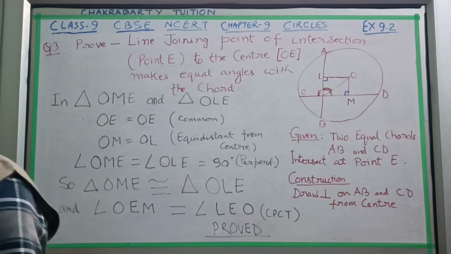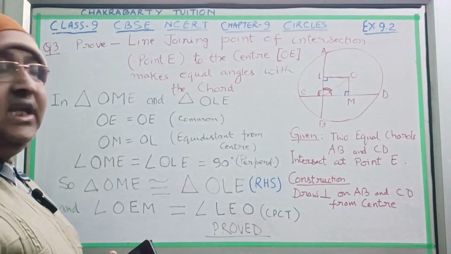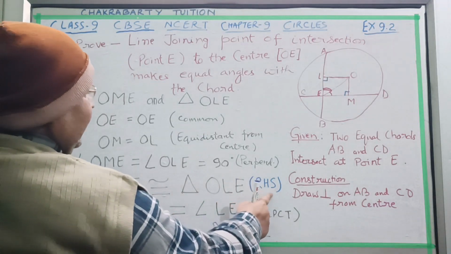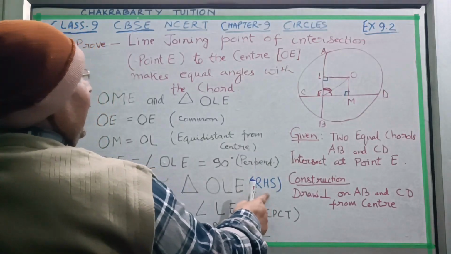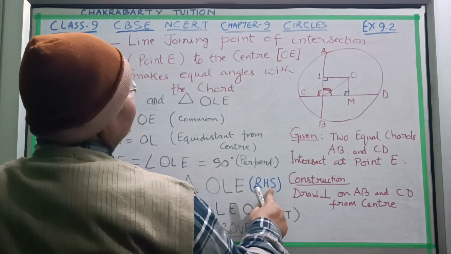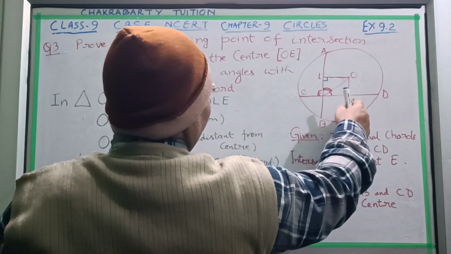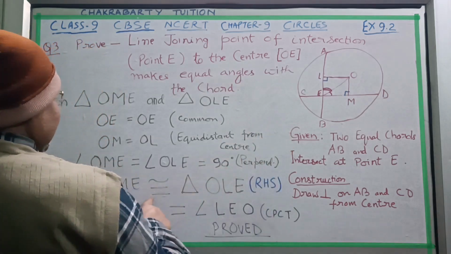Here, this congruency rule is RHS, meaning right angle, hypotenuse and one side. This OE is your hypotenuse, and the sides OL and OM are equal. So based on RHS, the triangles are congruent.